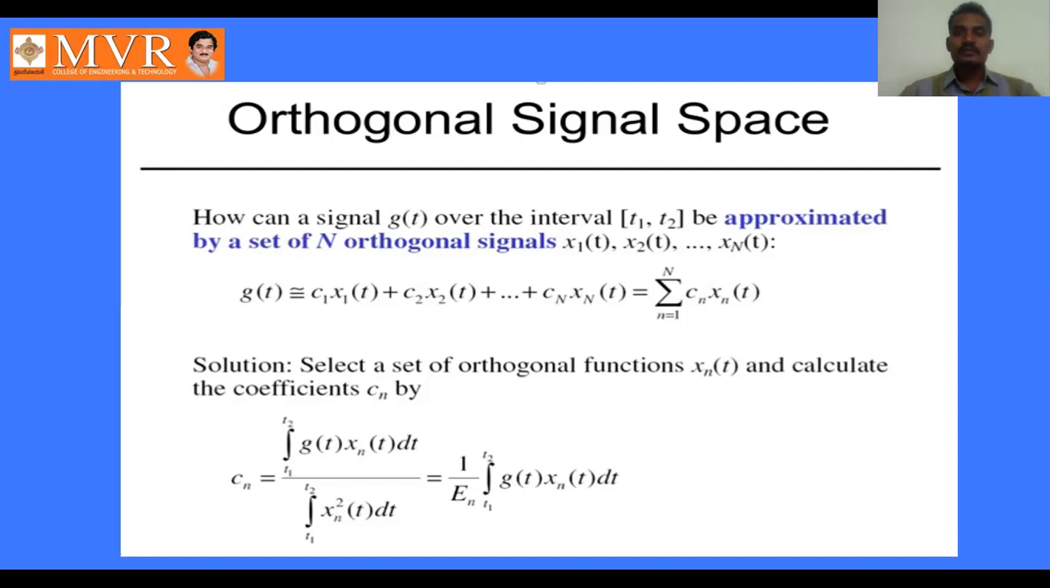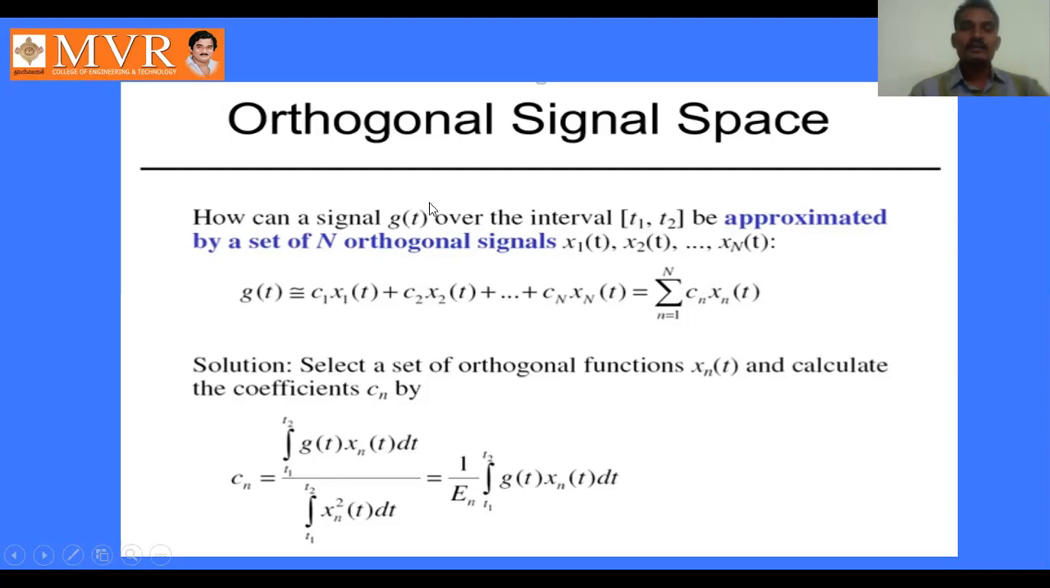Here also, the same concept can be extended to the orthogonal signal space. How can a signal g of t over the interval t1 to t2 be approximated by a set of n orthogonal signals? Here we have n orthogonal signals, represented by x1 of t, x2 of t, x3 of t, up to xn of t.